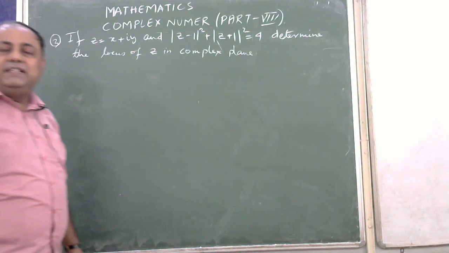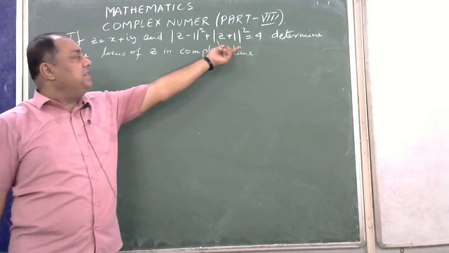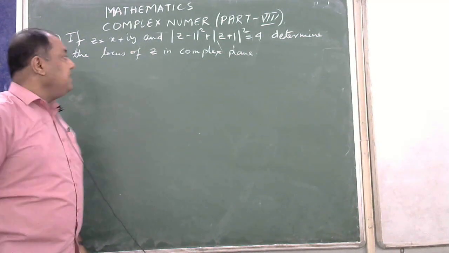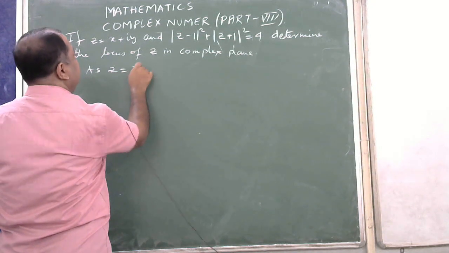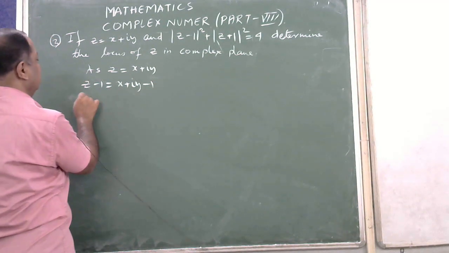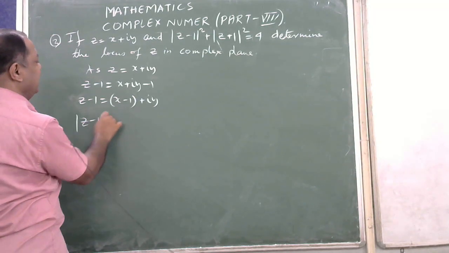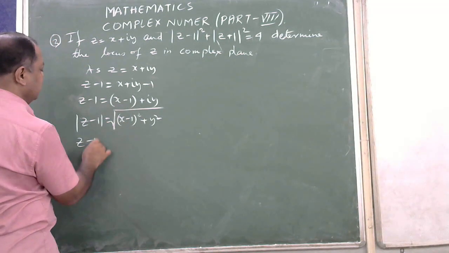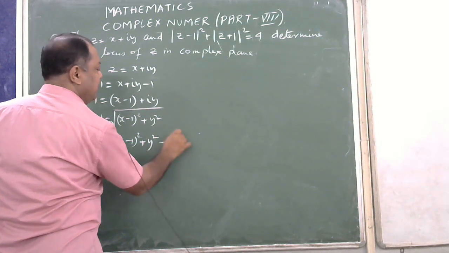involves locus also. There is involvement of locus also. This is the given condition, and I have to find the locus of the complex number Z. So I start with Z as Z is equal to x plus iy. Z minus 1 is x plus iy minus 1, that is x minus 1 plus iy. Mod Z minus 1 is the square root of x minus 1 whole square plus y square. Mod Z minus 1 whole square is x minus 1 whole square plus y square, equation number 1.